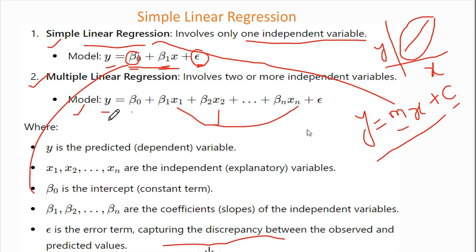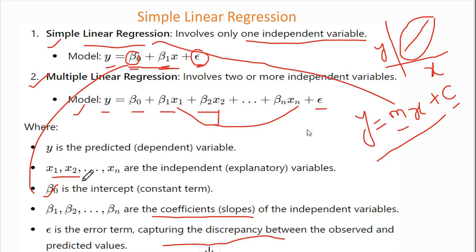That's why the equation for the model is y equals beta naught plus beta 1 x1 plus beta 2 x2 plus beta 3 x3 and so on, beta n xn, plus epsilon. Here beta naught, beta 1, beta 2 and so on, beta n are called as which one? Slopes. Also called as which one? Coefficients. Whereas beta naught is the intercept, and beta 1, beta 2 and so on, beta n are the coefficients or slopes.